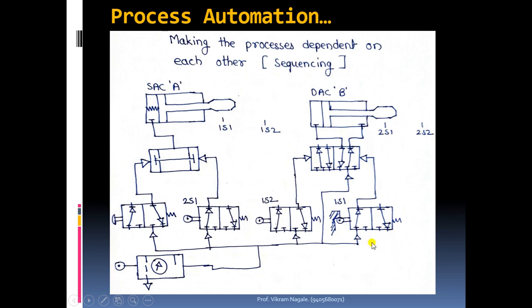the limit switch which is placed at this right side will apply pressure on the right hand side of this cylinder, and the rod end which is at 2S2 position has to come to 2S1 position.